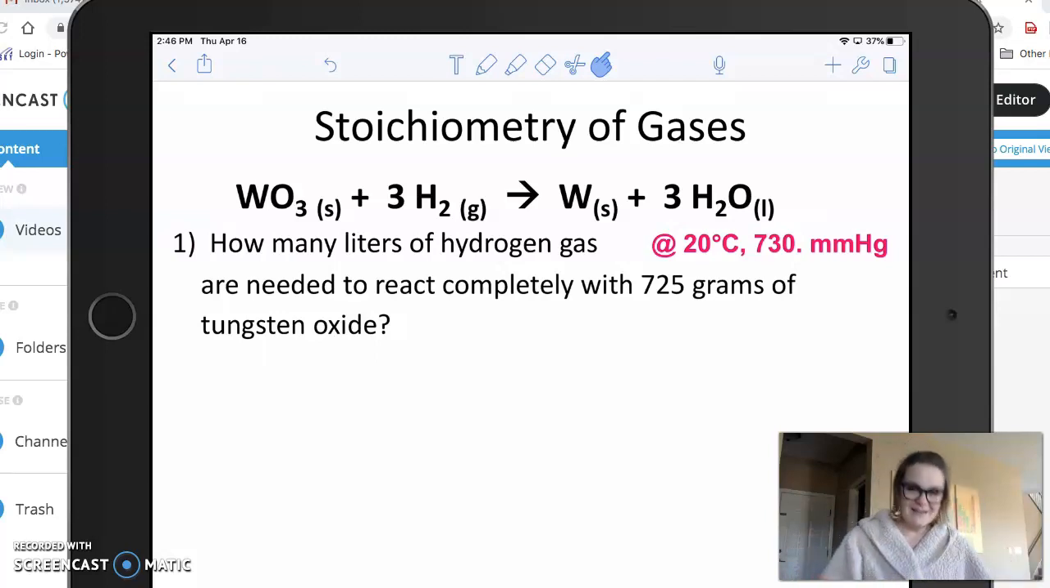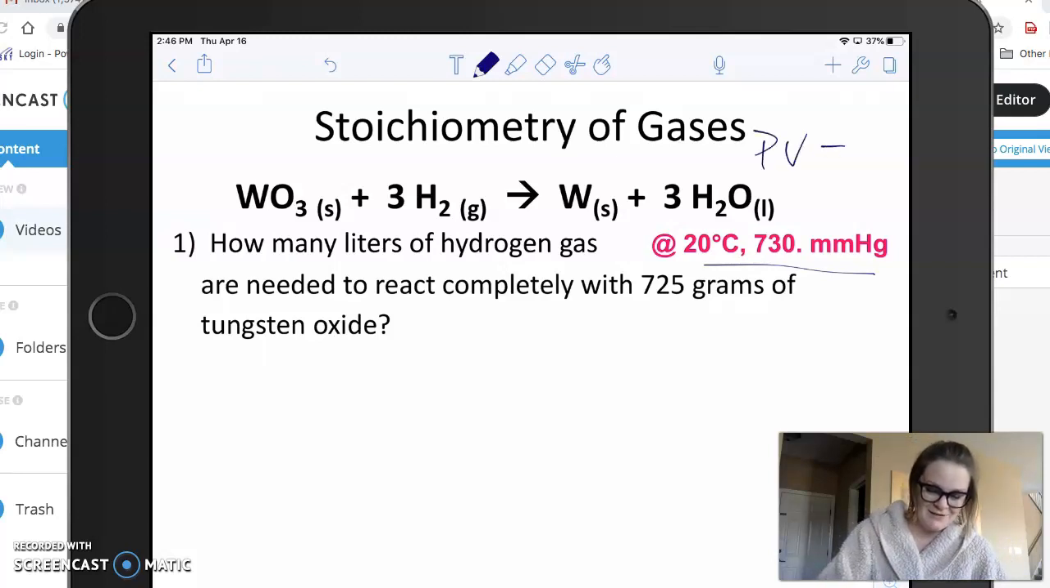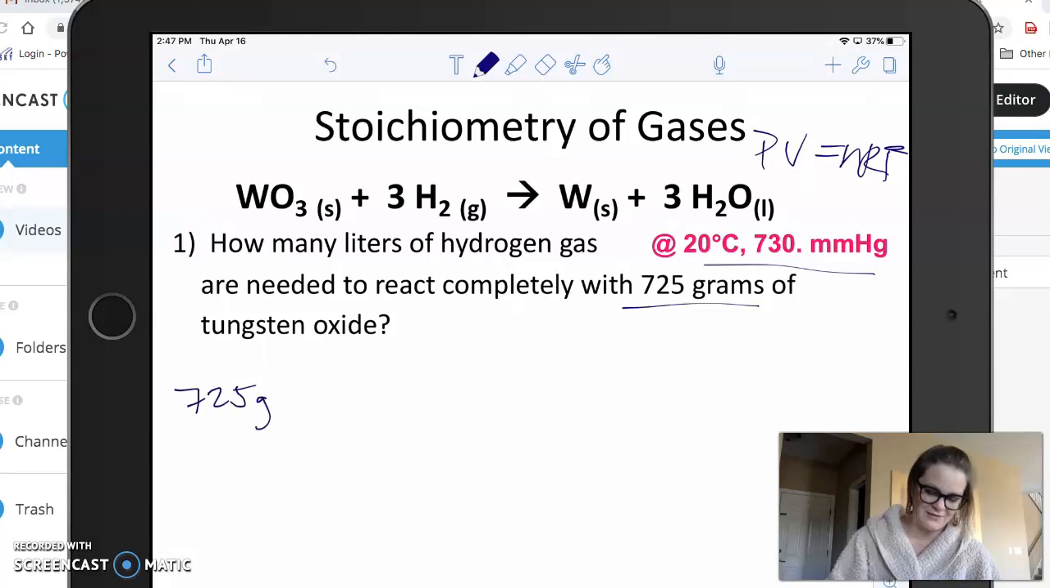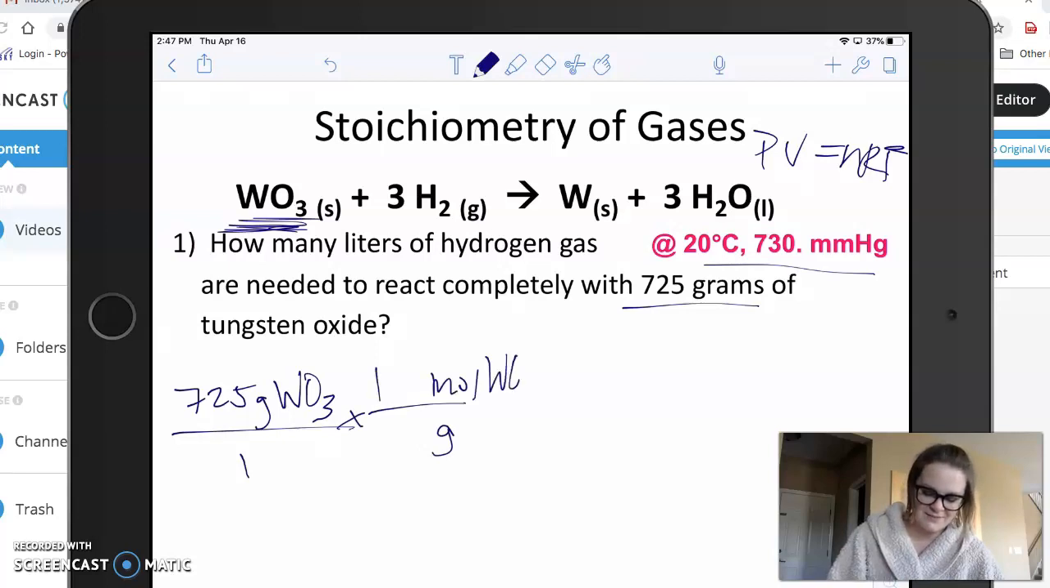Everything's the same, except now, notice, it's not at STP, so we can't use that 22.4 number that we used last unit. But we can use PV = nRT to solve for what we're looking for. Problems are the exact same. We take the number we're starting with, which I'm going to write out, 725 grams of, I thought it would be fun to throw tungsten in here because it's W and we never see it. So it's like, whoa, 725 grams of WO3 over 1. We're turning it to moles because that's always our first step.